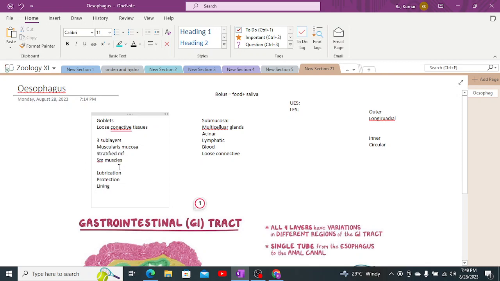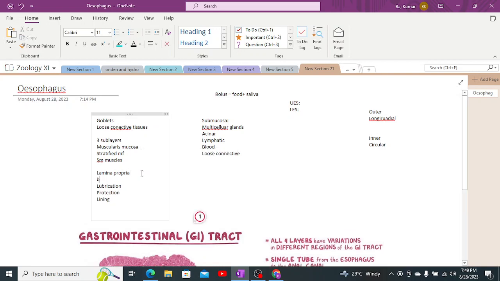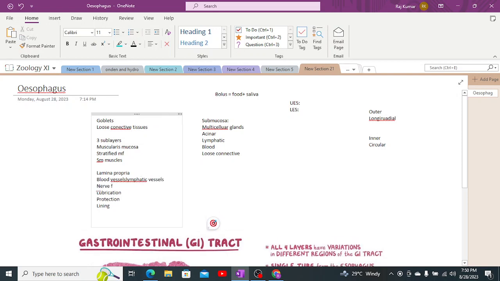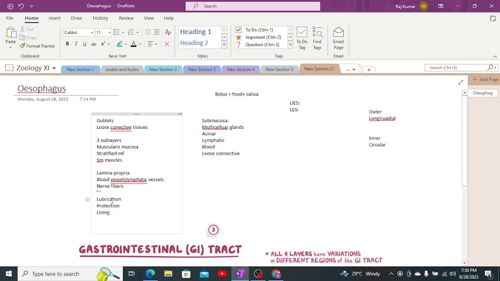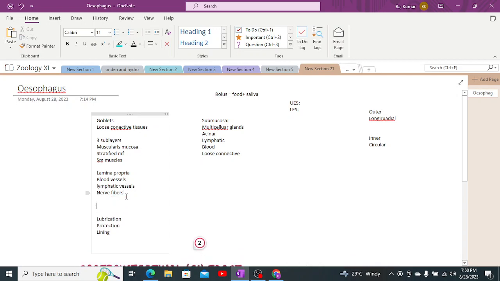Apart from this, we are having another layer, which is known as lamina propria. We have previously studied that as well. Lamina propria consists of blood vessels. It is highly vascularized. It contains lymphatic vessels, apart from which it contains nerve fibers, and all of these have their specific functions. Blood vessels function in transportation of nutrients and gases, lymphatic vessels function in defense by producing lymphocytes in lymph, and nerve fibers carry nerve impulses.